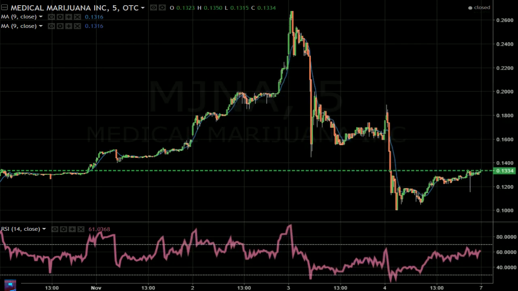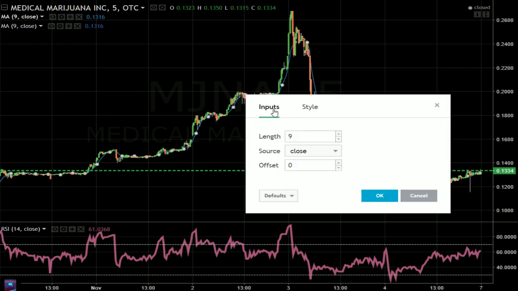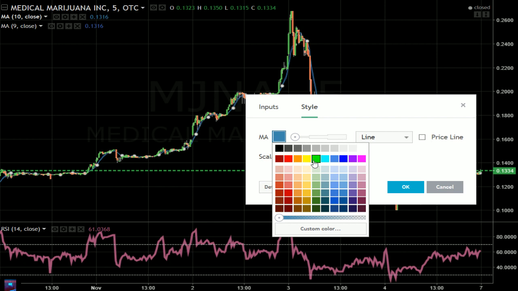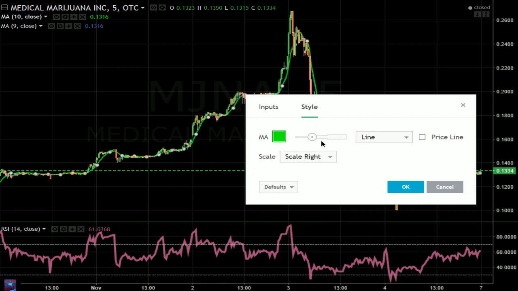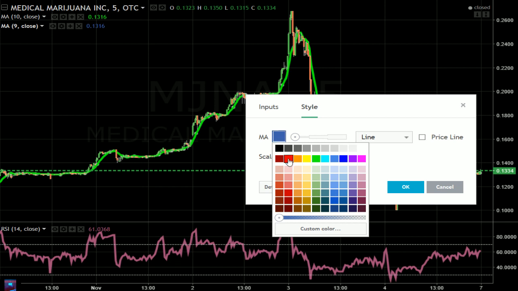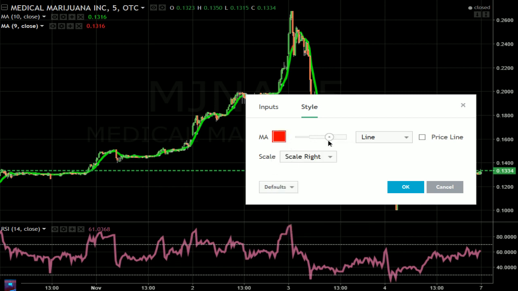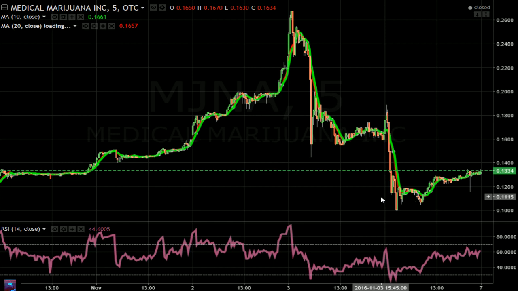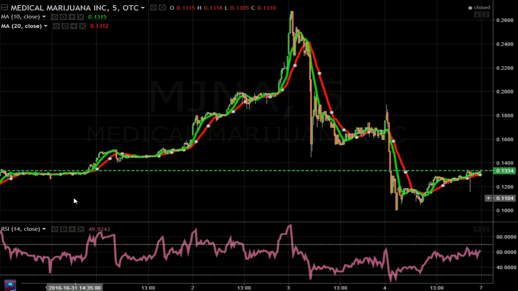Now the standard setup is the 9-day moving average, but we're not going to use that. It's based on the 10 and the 20. So the first line is going to be our 10-day moving average. I'm going to make that line nice and bright and green and nice and fat too, so we can see it. Our second line, our older line, is going to be nice and bright and red. We're going to make that nice and fat, and we're going to set that as the 20-day moving average.